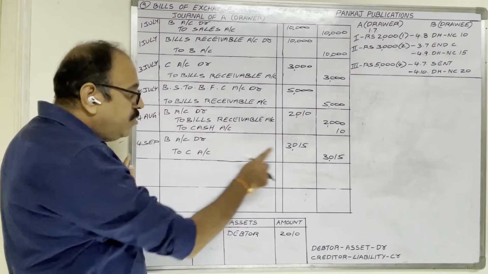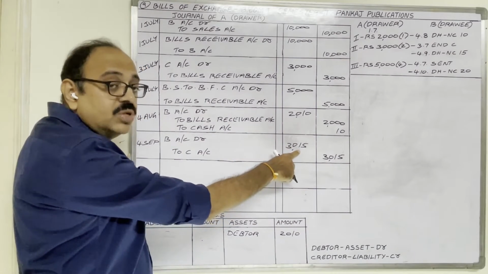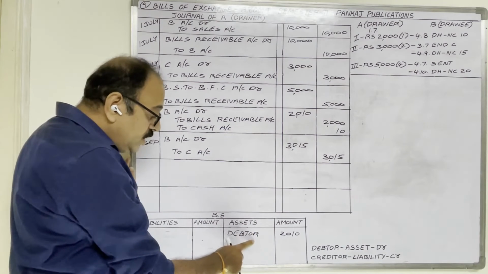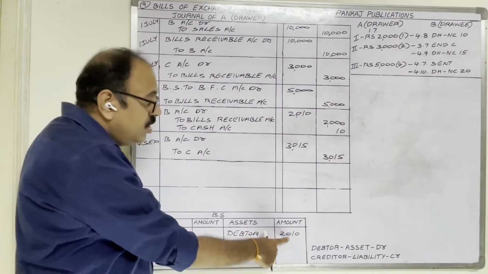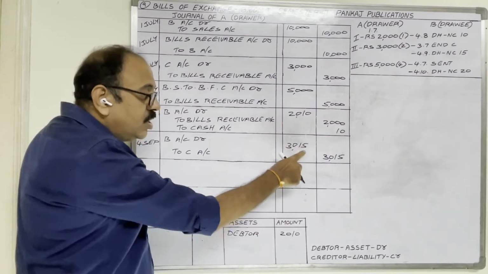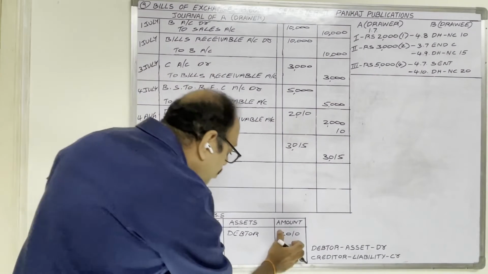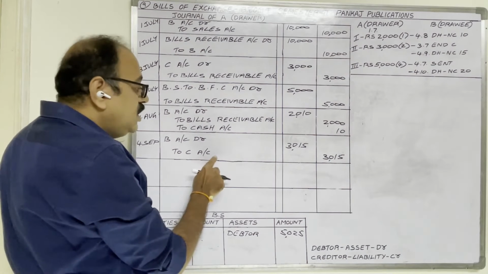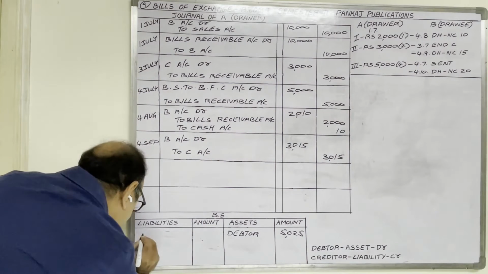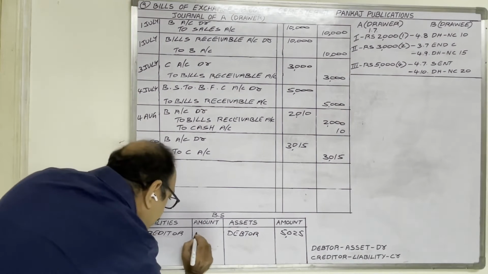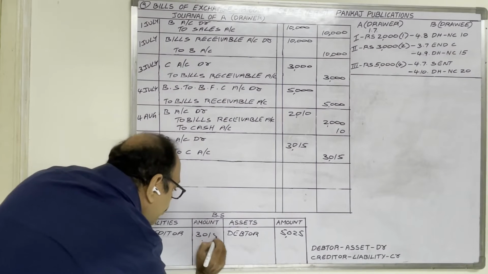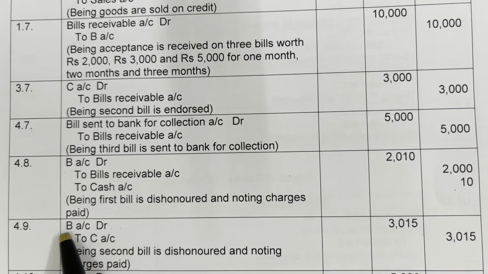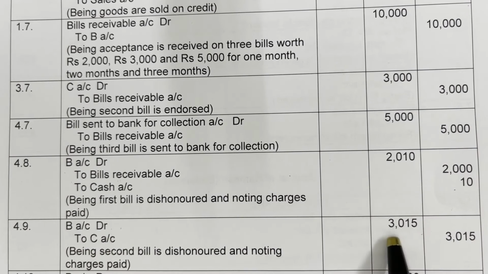Now B is becoming a debtor for 3015 rupees. Already B is a debtor for 2010. Now extra amount 3015. Total becomes 5025 rupees. Next, C is a creditor, no? Liability side, creditor for 3015 rupees. 4th September, B account debtor to C account 3015 rupees. Being second bill is dishonored and noting charges paid.